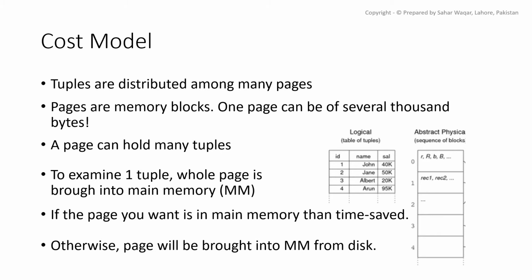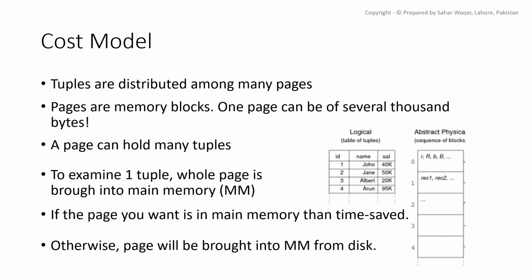As you can see in the diagram, several blocks or pages are loaded into RAM and we have a relation with some tuples. A single page can hold many tuples as shown in block 1. If you want to read one tuple, then the whole block from the main disk will be brought into the RAM, and the size of that block can be several thousand bytes. It means even bringing a single tuple from disk can cost a lot in terms of time and space.